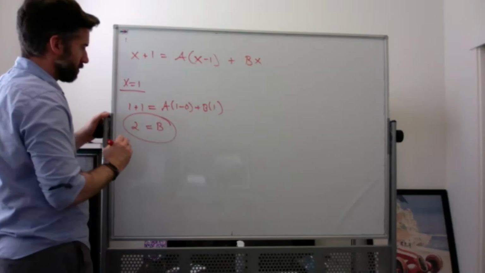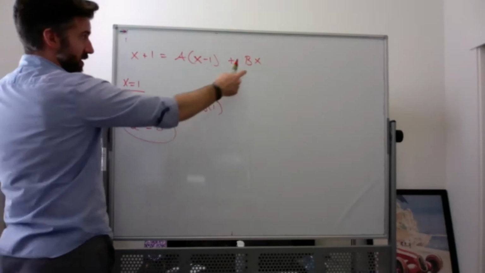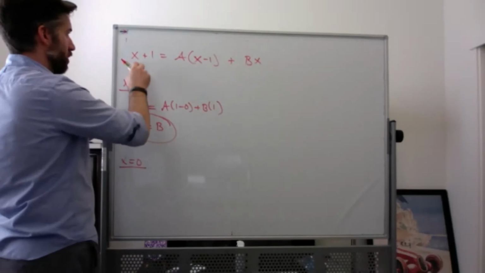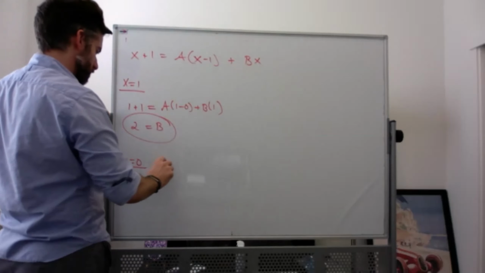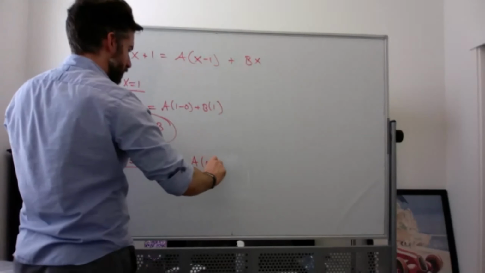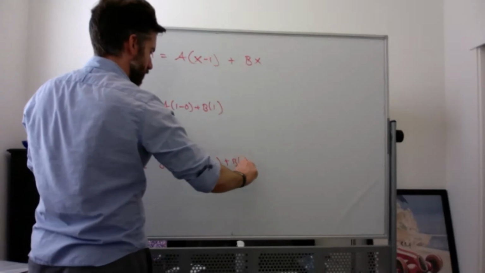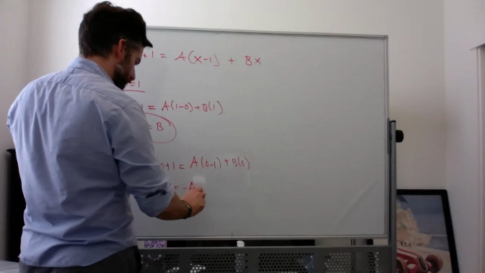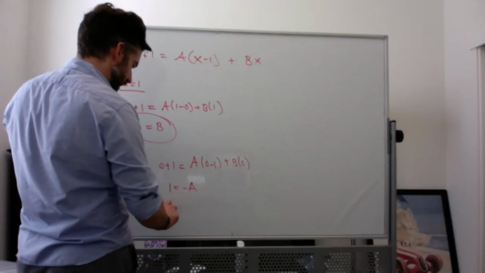Great. And I'm going to pick the value of x that makes this part 0. So I'm going to pick x equal to 0. 0 + 1 equals A times (0 - 1) plus B times 0. So I get 1 equals A times negative 1. Multiply both sides by negative 1, and I get negative 1 equal to A.